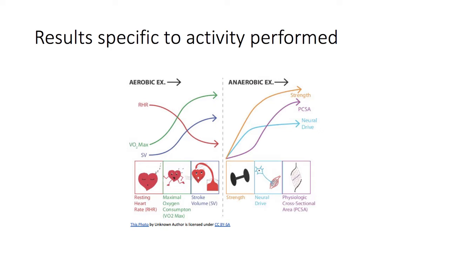Aerobic means just with oxygen. And so we see the improvements from that, right? We see your resting heart rate go down. We see your stroke volume go up. We see your VO2 max go up. Those are all heart and lung improvements.